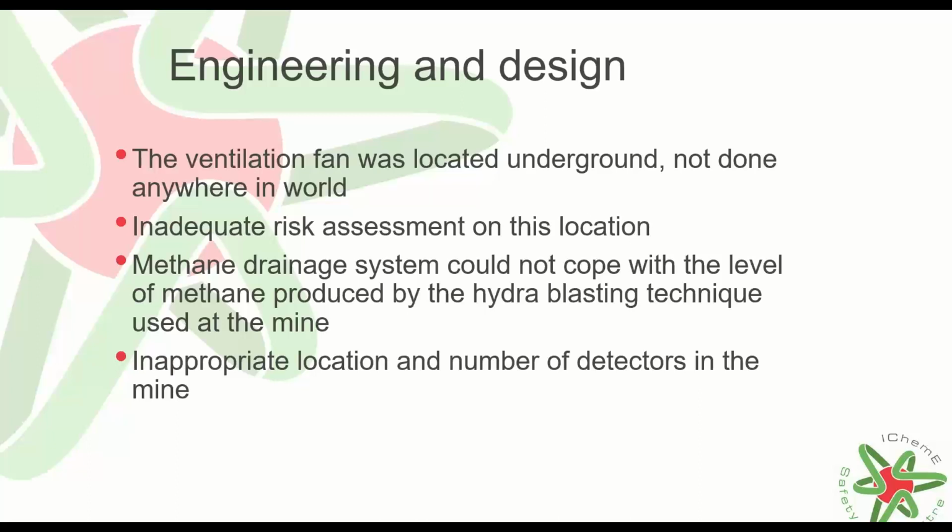From the engineering and design perspective, the ventilation fan was located underground, and that had not been done anywhere else in the world, ever. They did a risk assessment on putting it underground on this location, but it was inadequate. And in fact, the actions that came out of the risk assessment when they were making the decision to put it underground were never completed, yet they still put it underground and operated it in that way. They had a methane drainage system installed in the mine because it was a very methane-rich coal seam. But it could not cope with the level of methane produced by the technique of mining they were using at the time. The particular technique they were using was liberating enormous volumes of methane within the mine itself. They couldn't remove the methane effectively. And the location and number of detectors they had within the mine was inappropriate. They didn't have the right number. They weren't in the right locations. They weren't following the advice of the expert that they sought advice from. They ignored those reports. So from the engineering and design perspective, there was a lot missing.